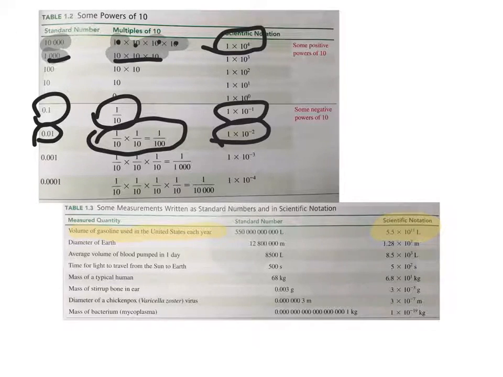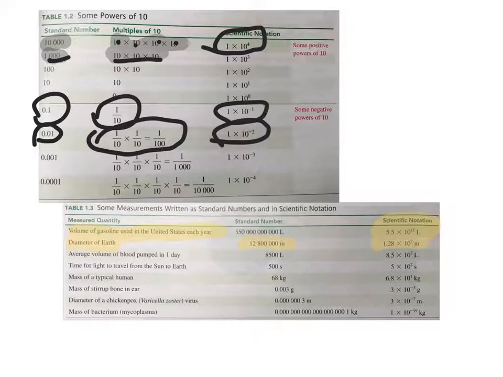And if you divide that number by the approximate population of the United States of 330 million, that comes out to about 1,600 or 1,700 liters every year per person, which is a lot of gasoline. The diameter of the Earth is 12,800,000 meters, or 1.8 times 10 to the 7th meters.